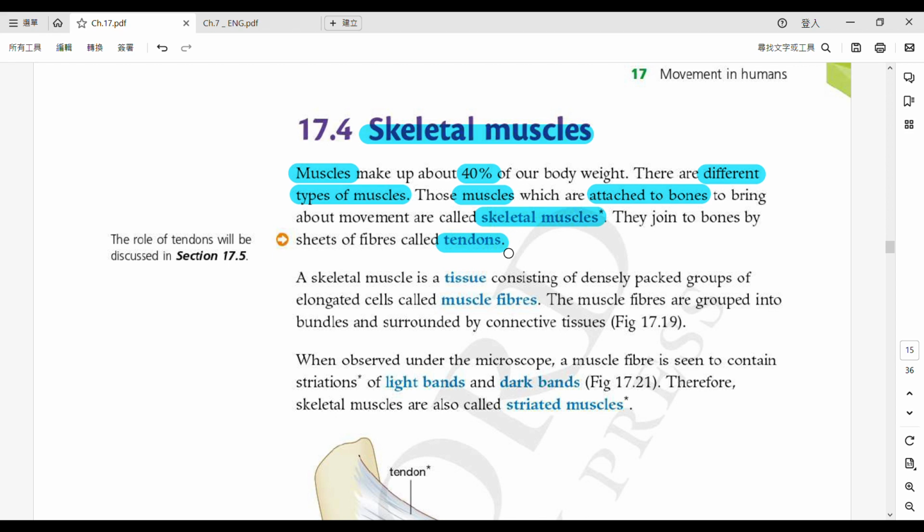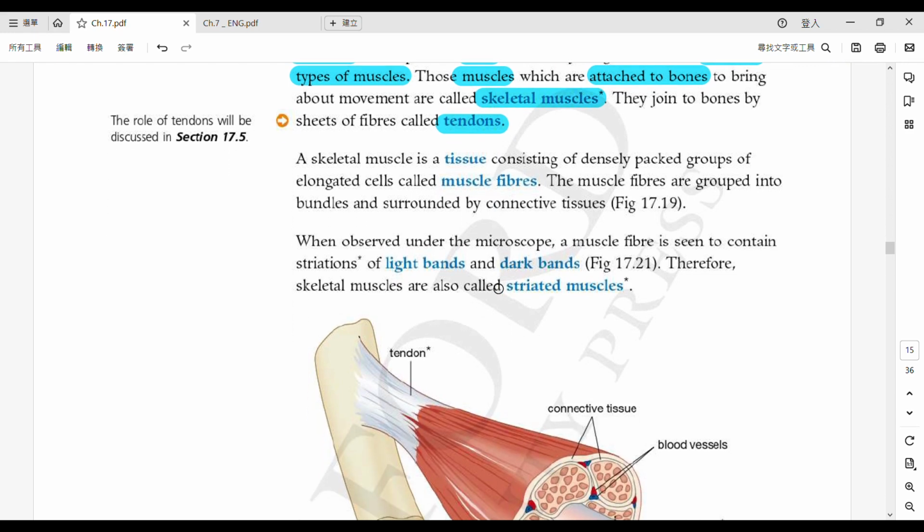Okay, so in between two bones are the ligaments. But now what we're talking about is the link between muscle and bones. 一個係肌肉，另一個係骨。And the link is called tendon. 就係一個腱啦。So please make sure that you do not mix up ligament and tendon. Okay, so let's move on.